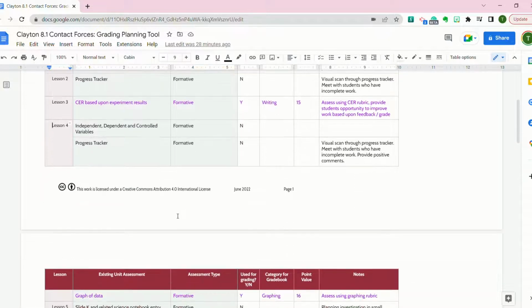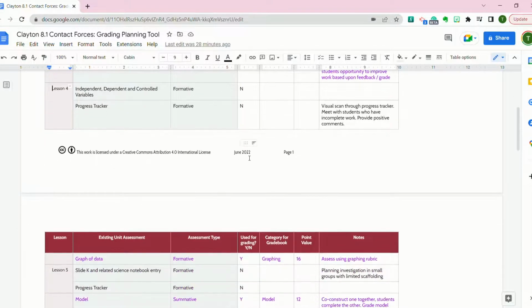Lesson four, early on, this is all formative assessment. So again, we are meeting with tables as they're working through their experiment, making sure they really understand the different variables, and we are going through their progress trackers. And we just kind of scan through these, give them comments, and then work with students who are not necessarily meeting our expectations.